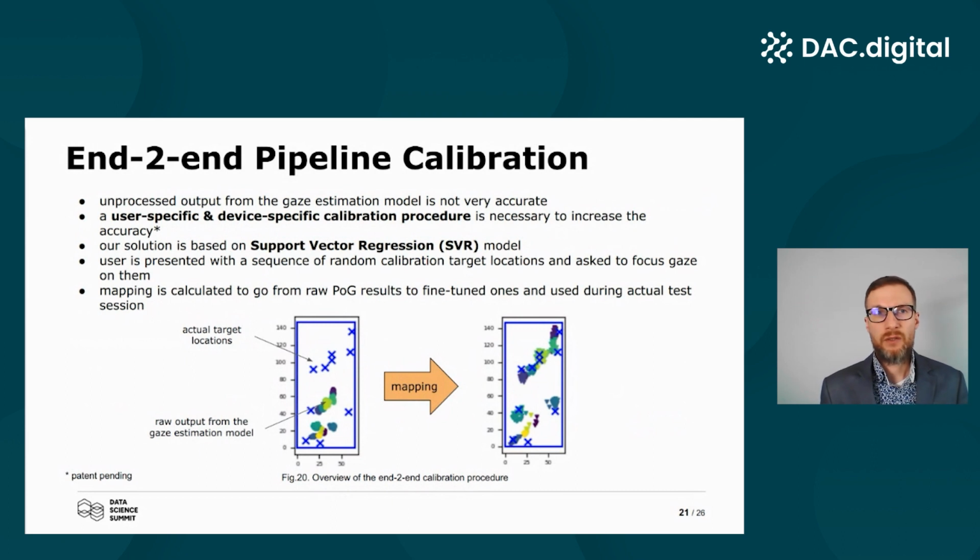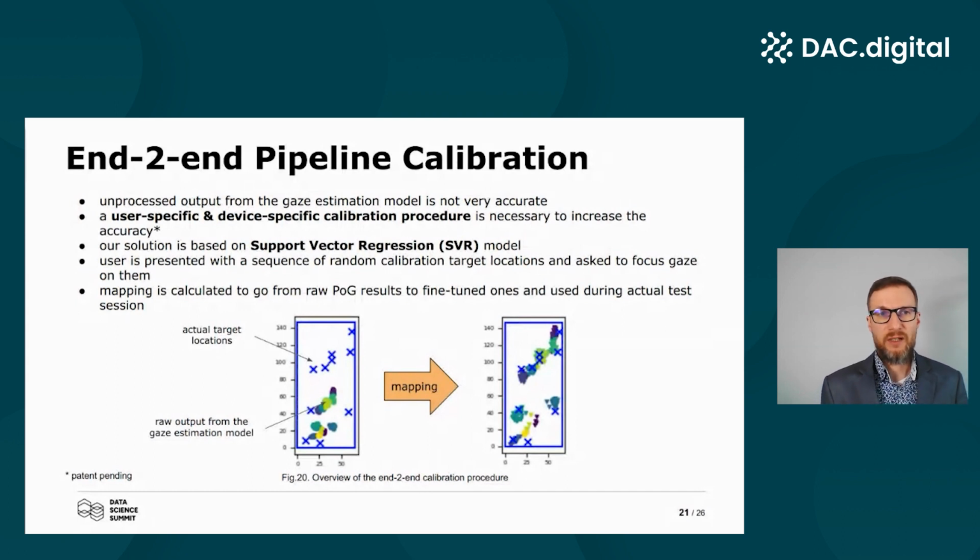Even though we try to estimate phone's physical parameters and camera matrix, the unprocessed output from the gaze estimation model is not very accurate. The trend is there, but usually some scaling of the POG location is applied due to various errors at different stages of the pipeline. That's why a user-specific and device-specific calibration procedure is necessary to increase the accuracy. The solution that we are proposing is currently patent pending.